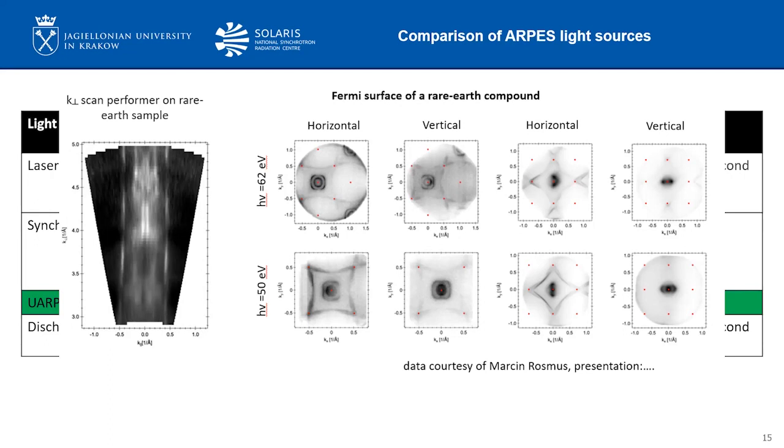Despite these capabilities, it is difficult to achieve both very high energy resolution, less than or similar to 1 millielectron volt, and high flux with synchrotron light, as the photon bandwidth can only be decreased at the expense of the photon flux.